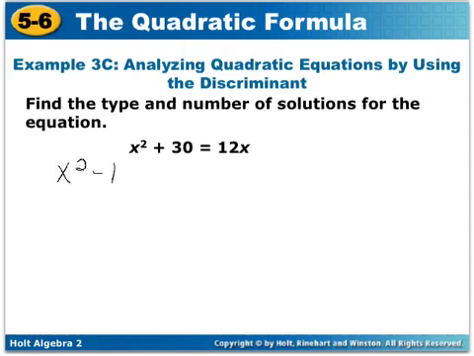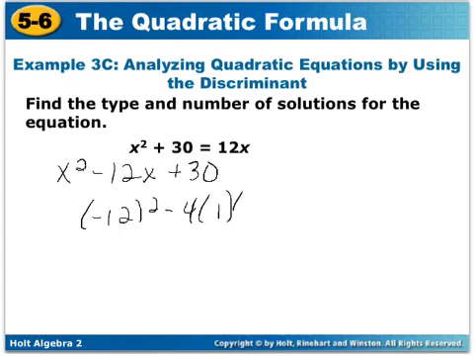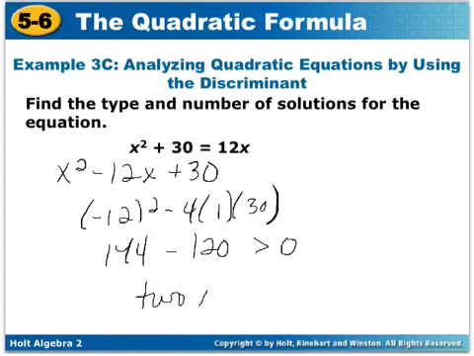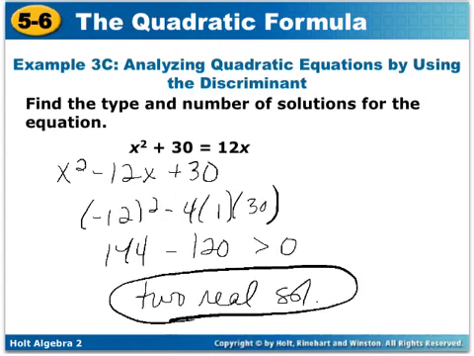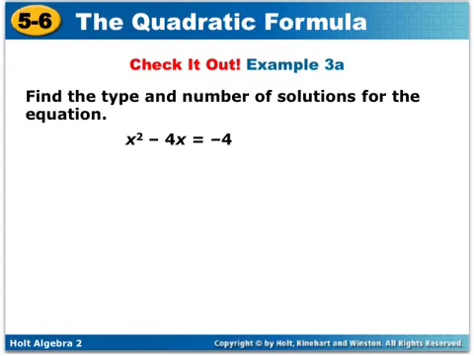And standard form. b squared minus 4 times a times c. Again, that's 144 minus, that one's 120, which is greater than 0. So we have 2 real solutions.